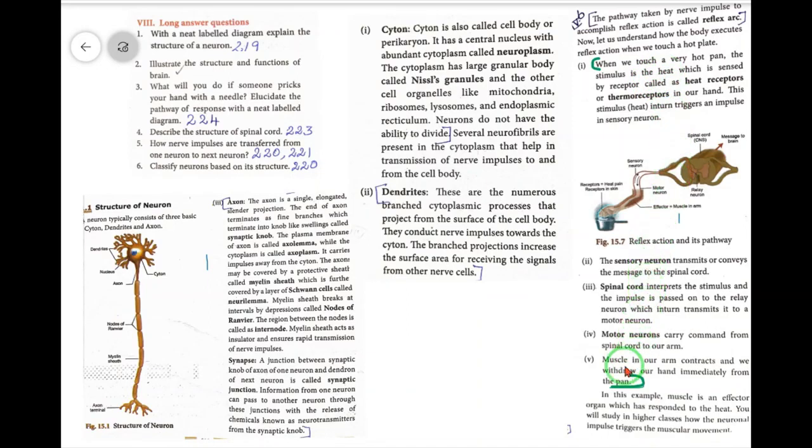Then last, immediately from the pan. So here also strike out the word pan and write needle prick. Then one more sentence has to be included: muscle is the effector organ which has responded to the prick.